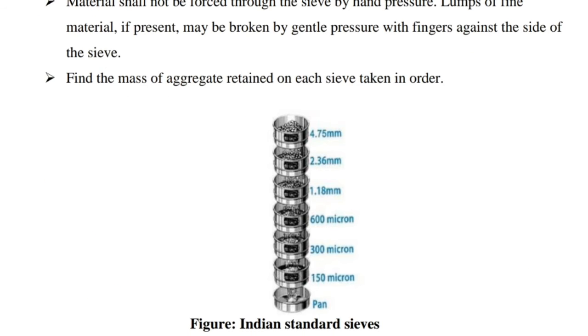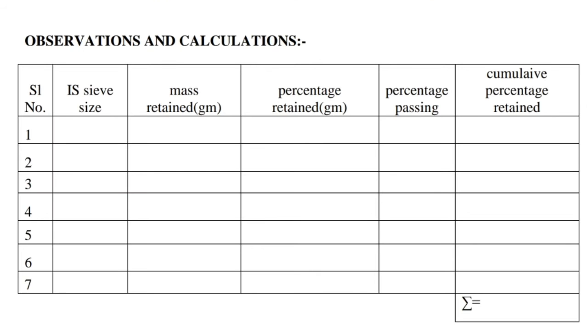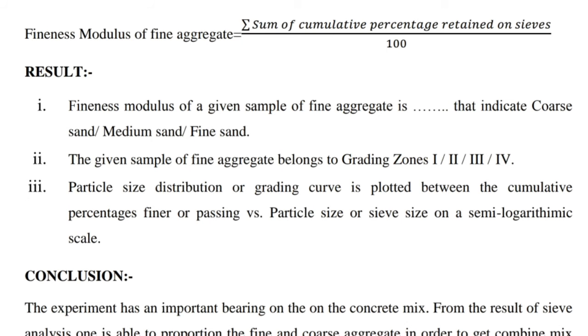Next, find the mass of aggregate retained on each sieve, taken in order. This figure shows you Indian standard sieves. Observations and calculations: draw the table. Fineness modulus of fine aggregate is equal to the sum of cumulative percentage retained on the sieves divided by 100.